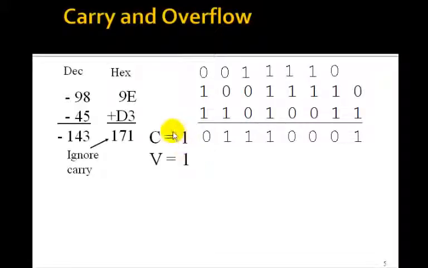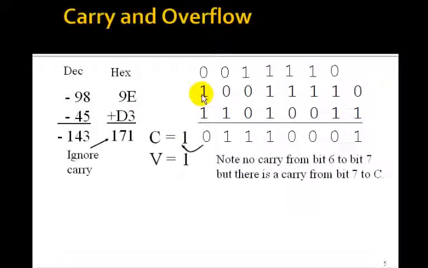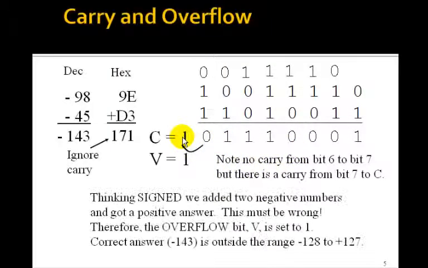Well, why? Well, the carry bit is set to 1 because obviously if you add 9E as an unsigned number and D3 as an unsigned number, the correct answer is going to be over 255, and therefore the carry bit is set to 1. But thinking signed, note by the way that there was no carry from bit 6 to 7, but there was a carry from bit 7 into the carry.